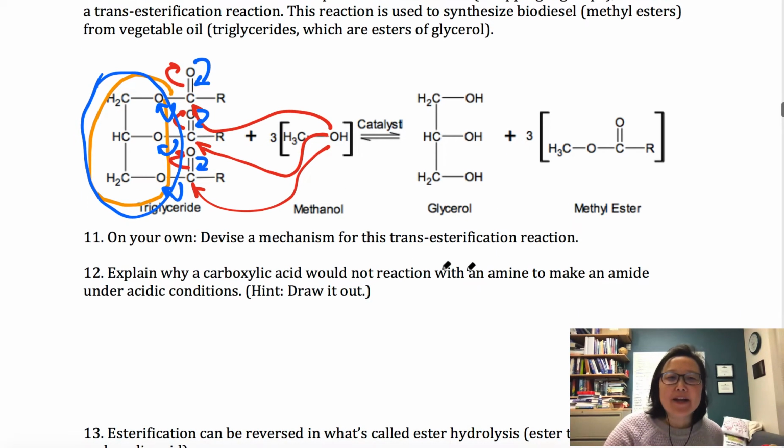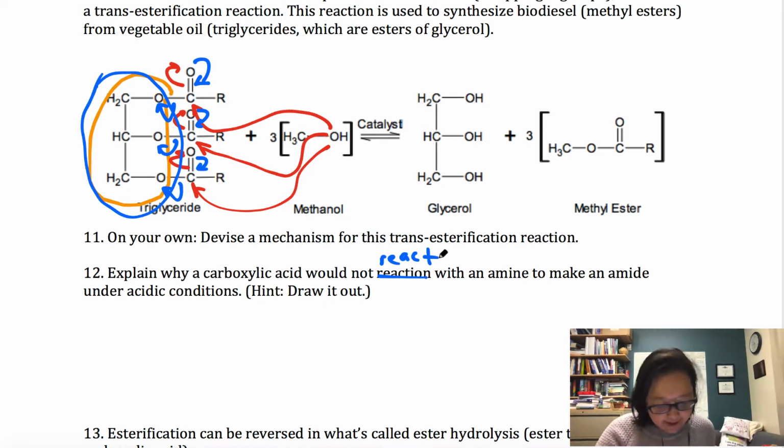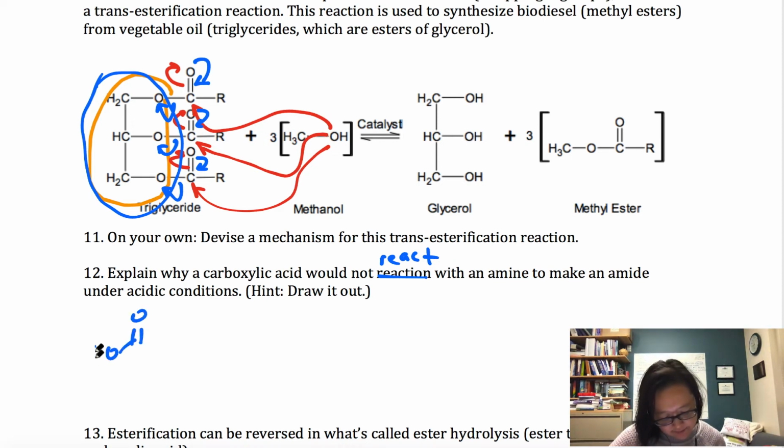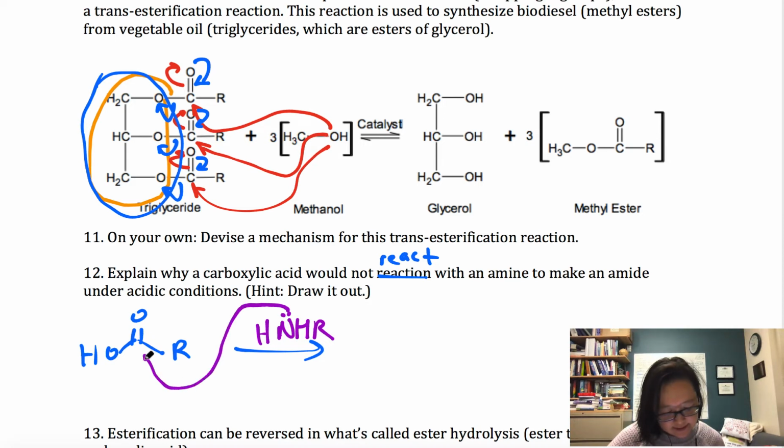Okay. All right, a carboxylic acid would not react, whoops, somebody doesn't know grammar, with an amine to make an amide under acidic conditions. Draw that out. Okay, so if I had a carboxylic acid with an amine, so I will have NHHR. Let's say I have a primary amine. So why would it not do this, even under acidic conditions, and swap out the OH group for an NH group?